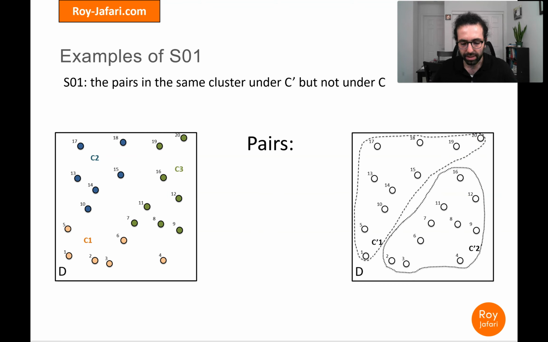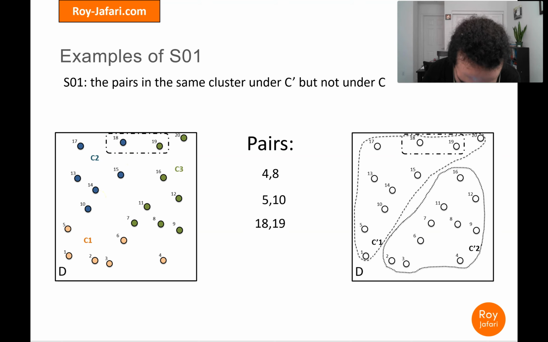Okay, so the last situation is the opposite of S10, which is S01. So in this one, we want the pair to be not under the same cluster under C, but under the same cluster in C prime. So a few examples are 4 and 8. You can see they're on the same cluster here, but not here. 5 and 10 on the same cluster here, but not here. And 18 and 19, same cluster here and not here. So try to find a few more examples here.